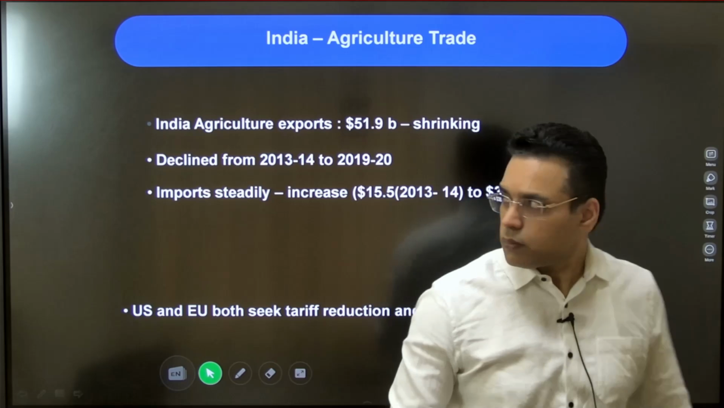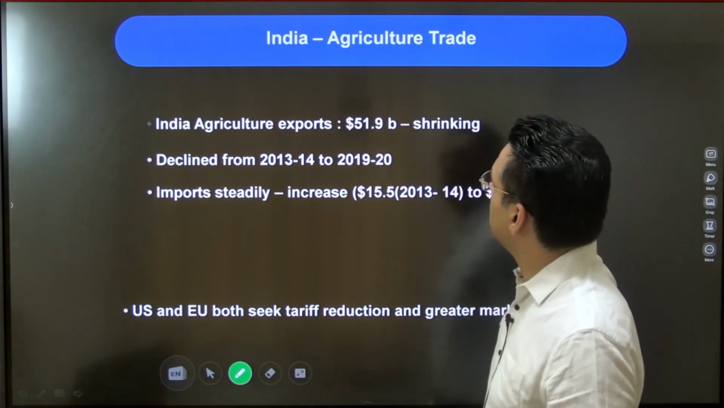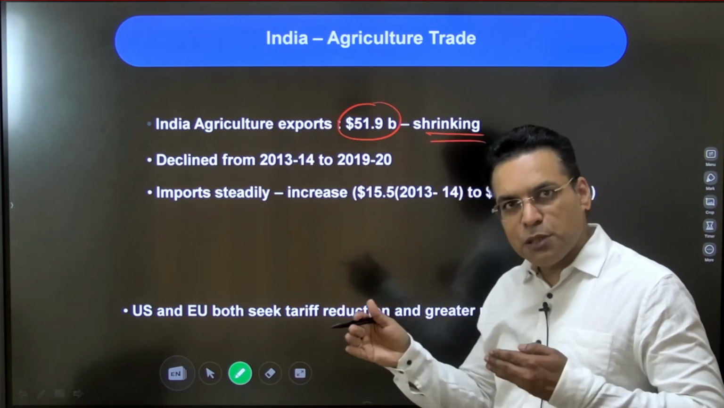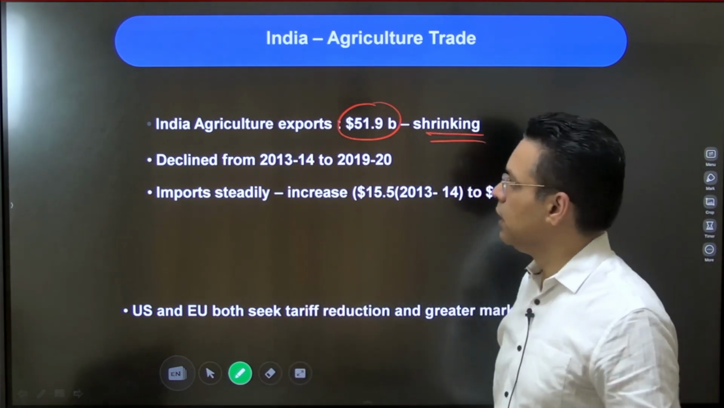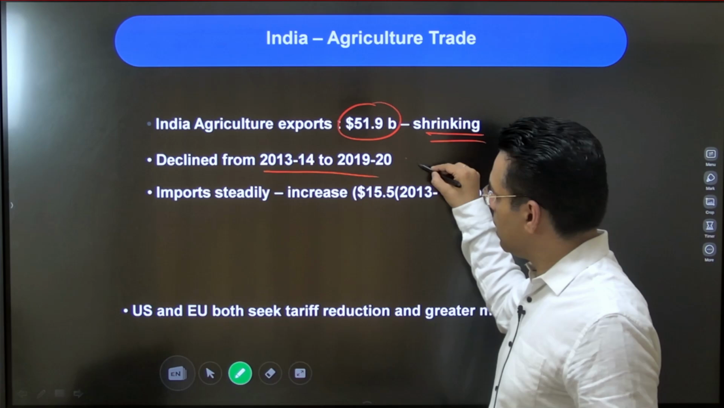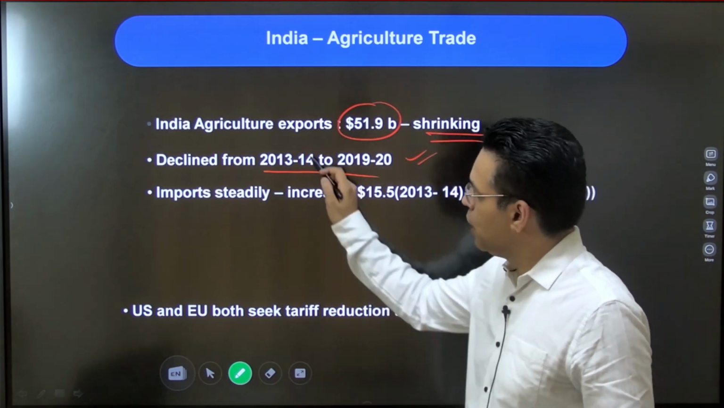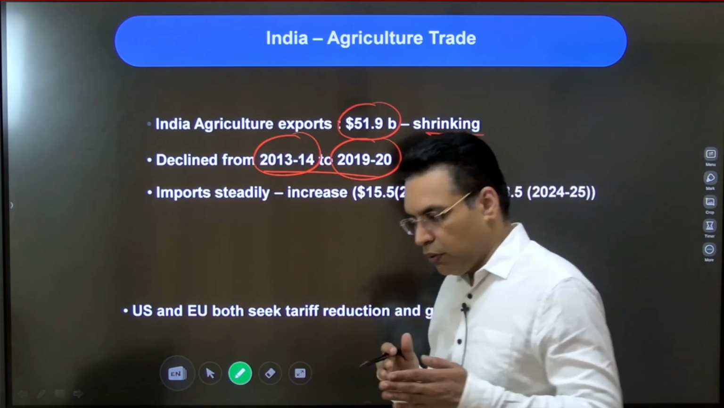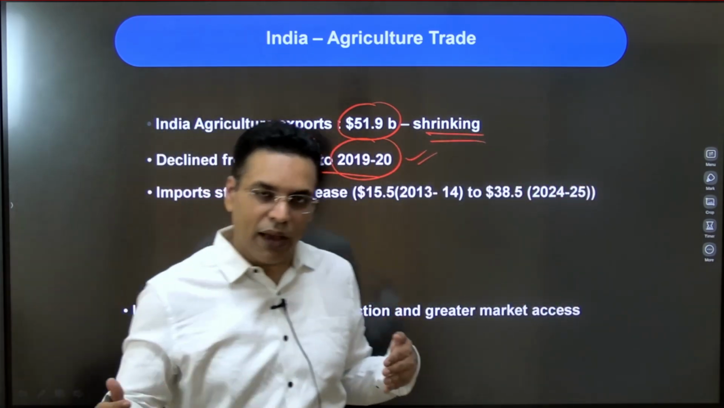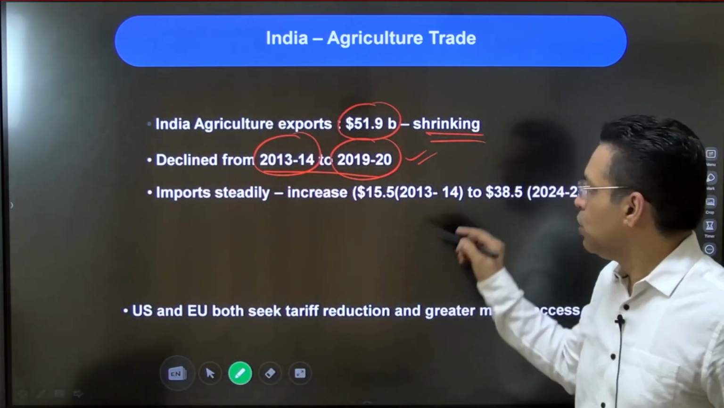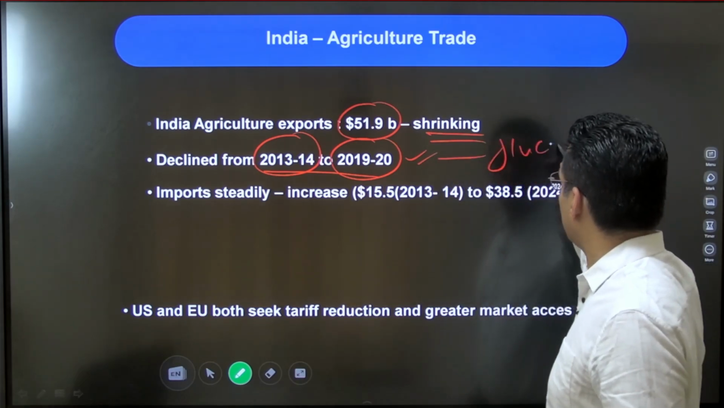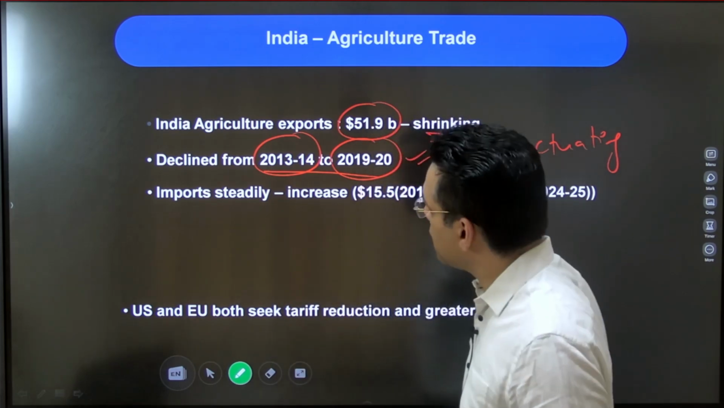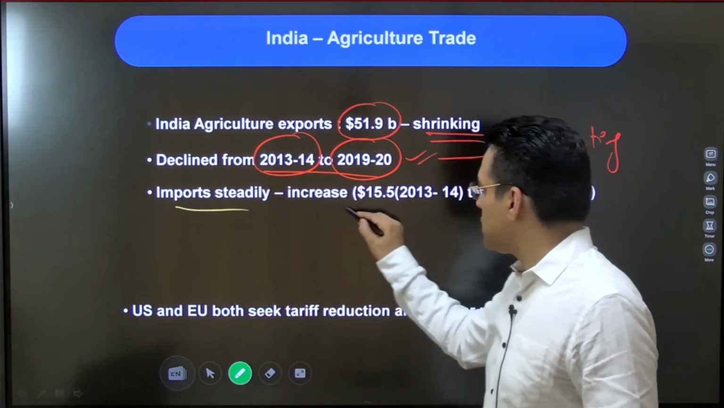Now, if we look at the trade scenario, India's exports were around $51.9 billion, and that has been fluctuating. It is shrinking, it is increasing. Remember this, MCQs can be asked. From 2013-14 onwards to 2019-20, the agricultural exports were on average declining, with an increase at certain times. So there is a fluctuating trend that we come to see here. Also, the imports have steadily increased.